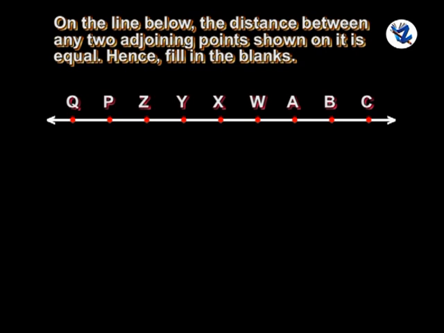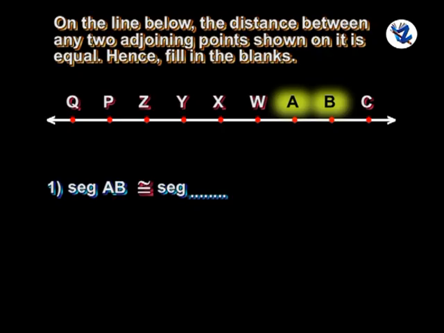Now the question: on the line below, the distance between any two adjoining points shown on it is equal. Hence, fill in the blanks. Seg AB congruent seg dot dot. Here the distance between any two adjoining points is equal and therefore we have to find out a segment of the same length of AB, and here A and B are the adjacent two letters. So on this line, if you find any segment with adjacent letters, it will be the correct answer. So seg AB congruent seg BC.